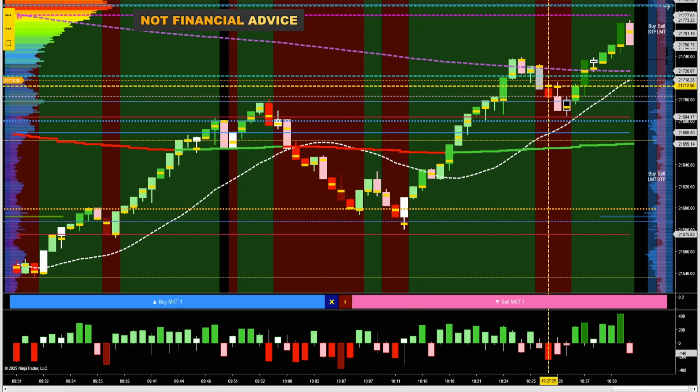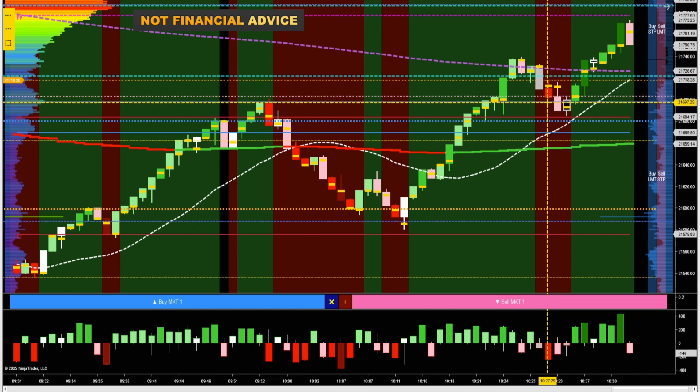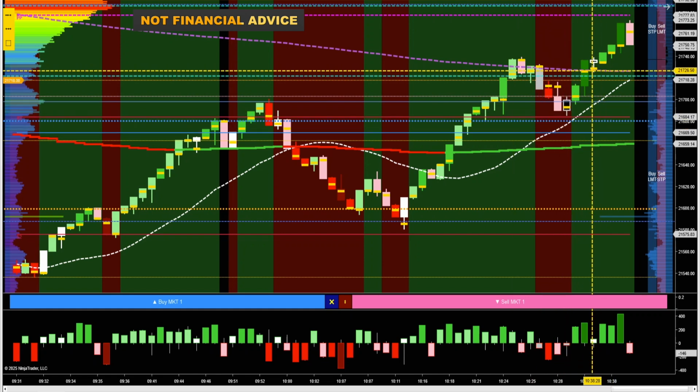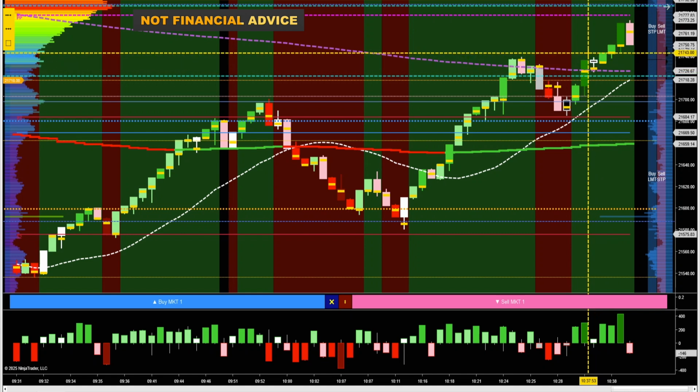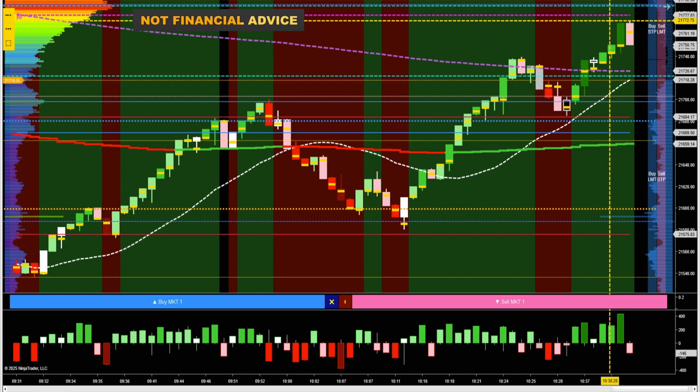Here's another instance of the point of control being drawn up into the wick. Looking for a break below. We get another 15 points or so back down to the S1 pivot. Here's one more point of control being drawn down into the wick. Looking for a break above, pop up 30 points in a few minutes.